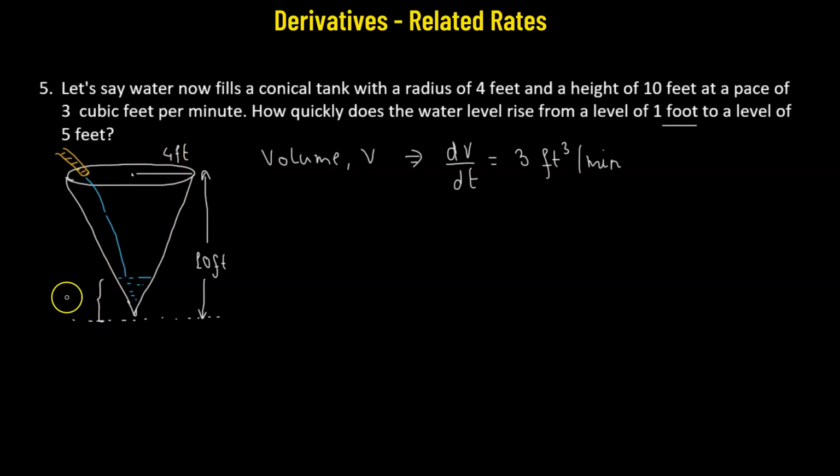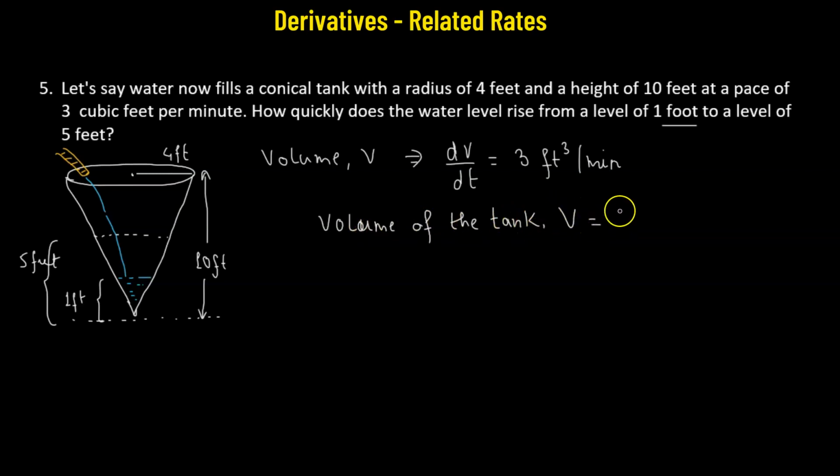So let's say this level is our 1 foot, and we have to check how quickly it rises from 1 foot to 5 feet. So let's do this problem. Now we know that the volume of the water tank V is given by 1/3 the volume of a cone, which is pi r squared h. Here we have two parameters, the radius as well as the height. So we'll try to write the radius in terms of the height.